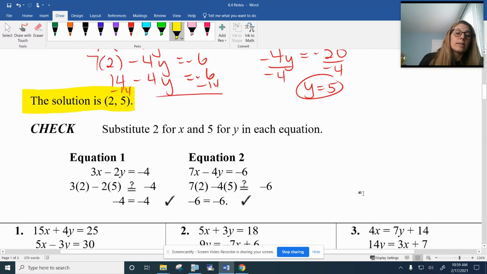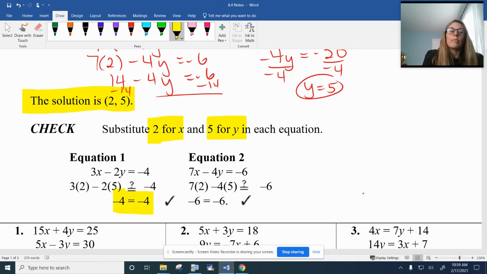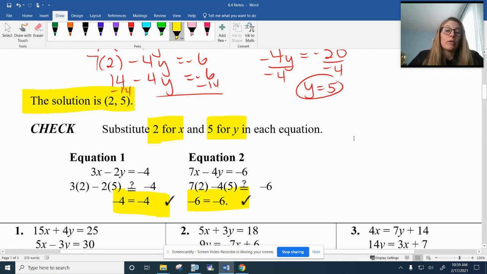And then under here you can see if we were to check, we would substitute the 2 in for the x and the 5 in for the y and make sure that both equations work out with a true statement, and that would confirm that your answer is correct.